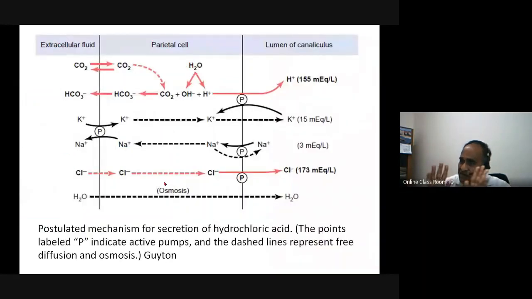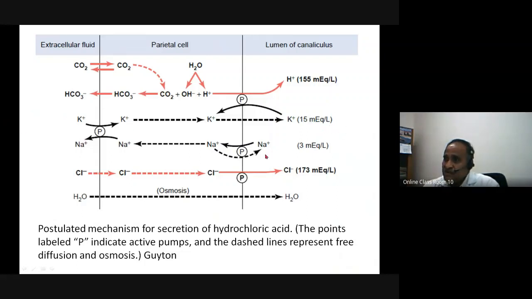Now come back here. The same thing, I will not explain. You can just see the formation of HCO3 there: CO2 plus OH plus H. So this forms the HCO3 and the H ions. H ions are exchanged for potassium ions. You can see that the H ion concentration in the lumen or canaliculus is 155 milliequivalents, very, very high. And the potassium is relatively higher than in the plasma; in plasma it may be 5, it may be 3 times that.